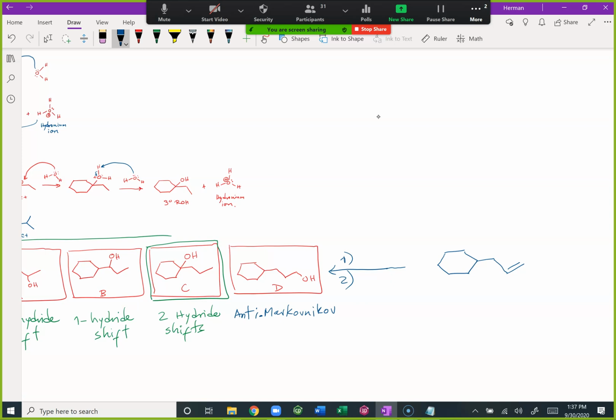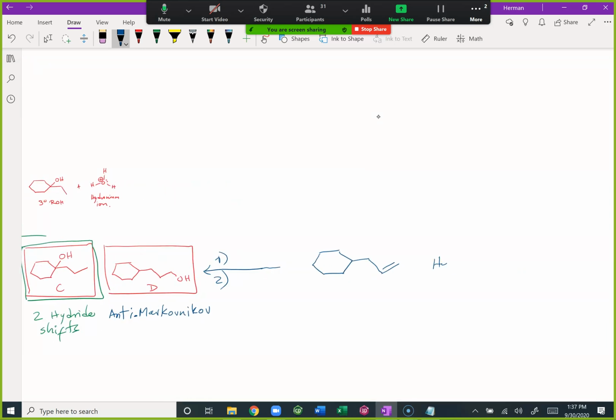Would that be hydroboration? Excellent, Jeff. Hydroboration. Can you give me the reagents? Yes, I have BH3 or B2H6, and then you're going to have your H2O2 or your strong base, NaOH. Yes, and usually this goes in THF, which is the solvent. And you have hydrogen peroxide and sodium hydroxide. All right, hydrogen peroxide, H2O2.